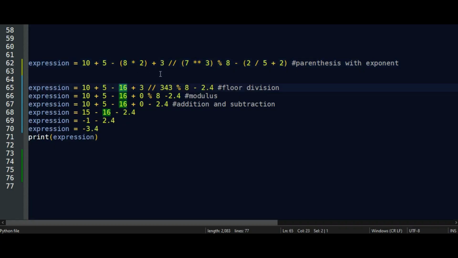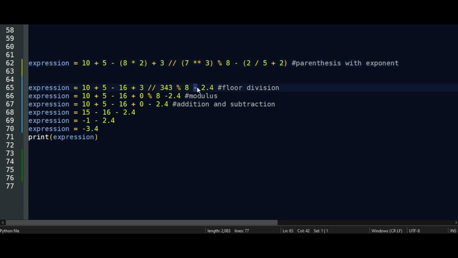Plus 3 will remain the same here. Floor division remains the same here. Again, the brackets, I have to evaluate it. So, 7 raised to the power 3. If you multiply 7 three times, you get the answer 343. Then we have this modulus remains the same, 8 remains the same, and minus.